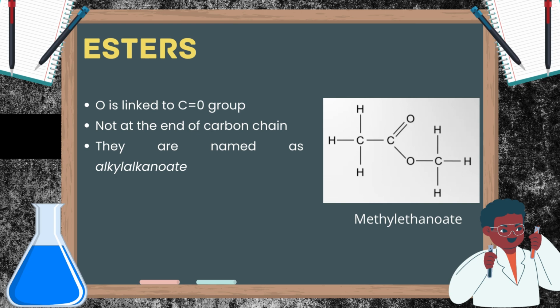On to the next functional group, we have esters. Esters have a carbonyl group bonded to an alkoxyl group. In the organic structure of this compound, O is linked to a C double bonded O group, not at the end of the carbon chain. Therefore, they are named as alkyl alkanoate, and the name of the organic structure of this compound is methyl ethanoate.